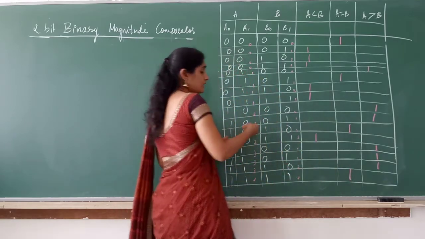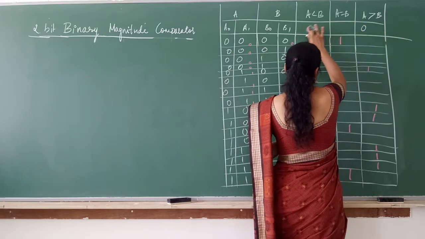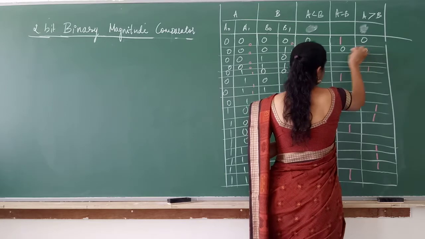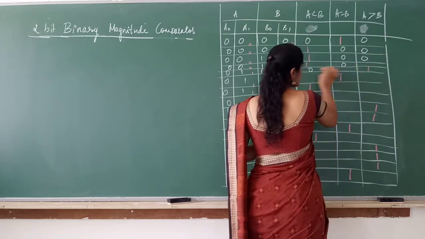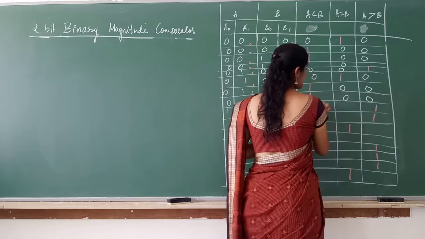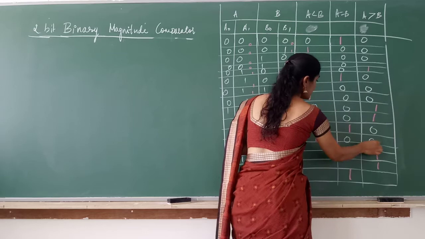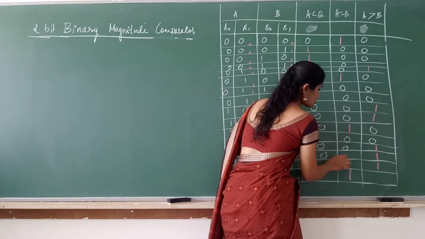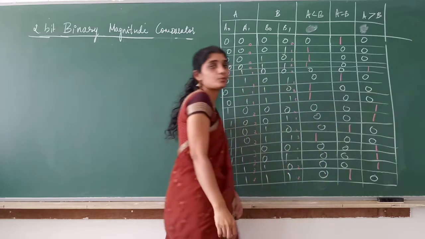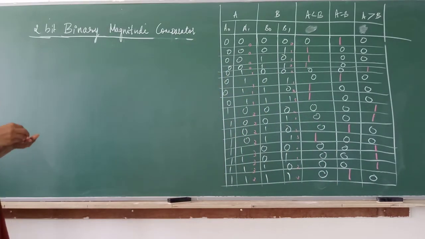For all the remaining outputs, I'm sorry, we don't have any input combination for this, so 0, 0, 0 for all the remaining outputs, right? So this is the truth table of the 2-bit magnitude comparator which compares two numbers A and B, and each number is of how many bits? 2-bit. Okay, so that is the truth table of the 2-bit comparator.